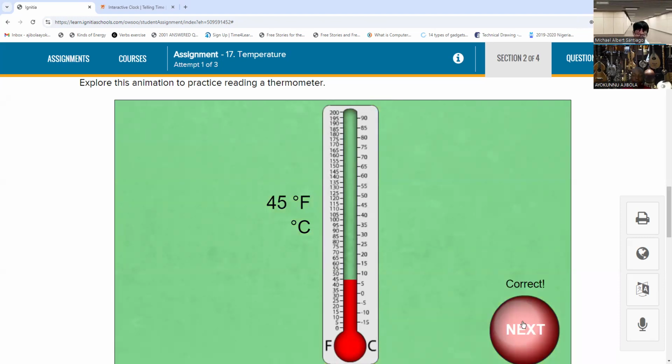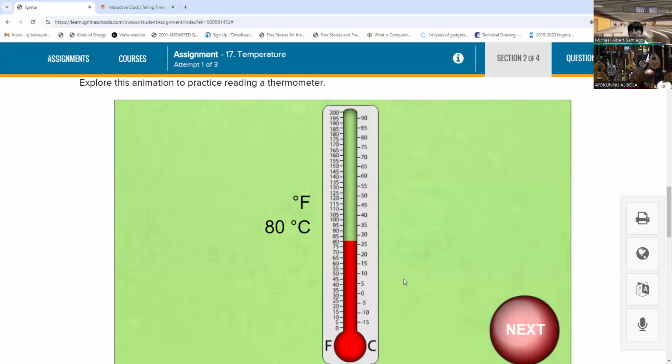Okay. And the next one, 15 degrees C. That is about 60. Then the next one, 80 Fahrenheit. This is 80 here. Then the next one, 80 degrees C. Are you watching this? Yes.